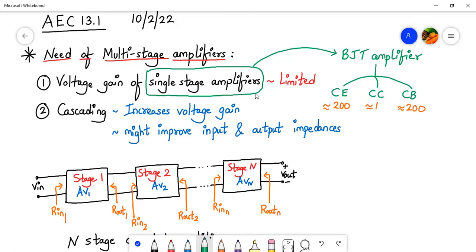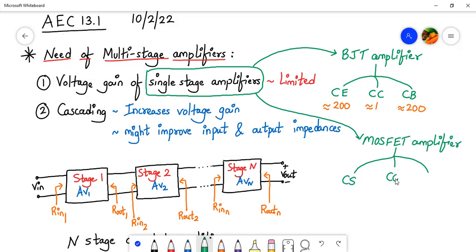Also we have studied the MOSFET amplifiers. So the second category of single stage amplifier will be MOSFET or JFET amplifiers. Now here also we have studied three configurations, namely common source, common gate, and common drain. So out of this also the common source amplifier will provide a gain of max 10 to 15.